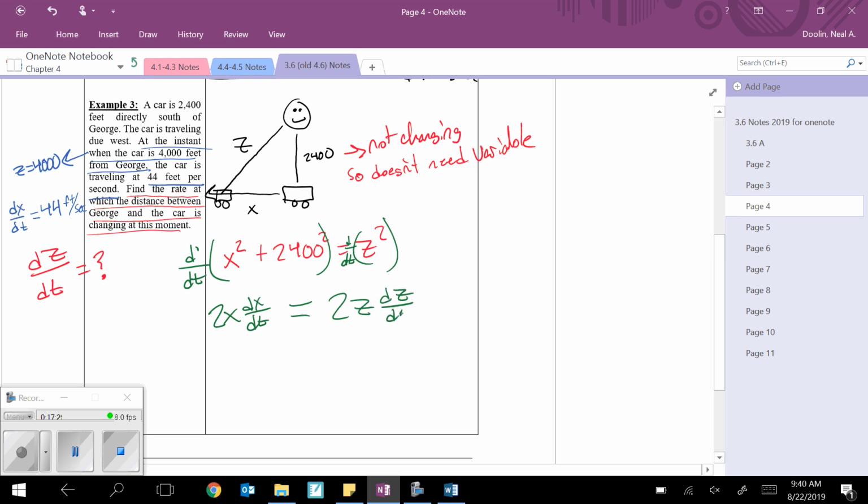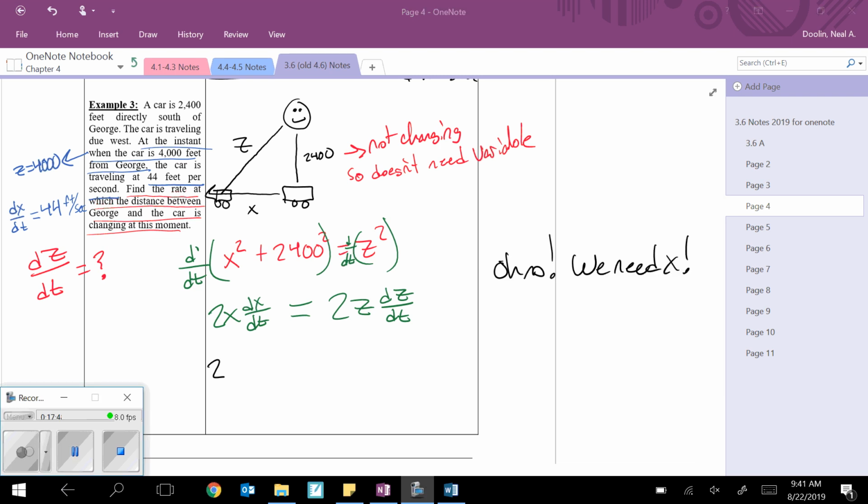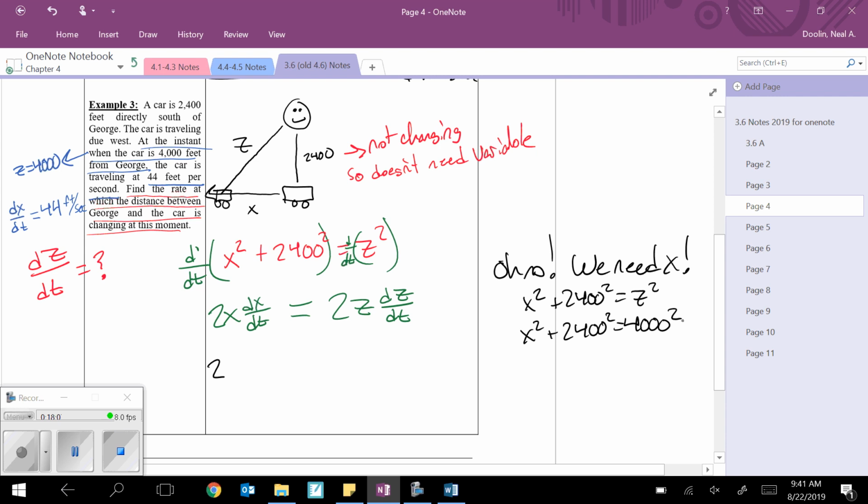And at this point, we should just be able to plug in, right? Okay, so we got our 2, we got our x. Or do we? Oh no, we need the x. That's okay. We have the original relationship, right? We know x squared plus 2,400 squared equals z squared. And the problem gave us a number for z. So x squared plus 2,400 squared equals 4,000 squared. So we can solve for that horizontal length at that moment in time.